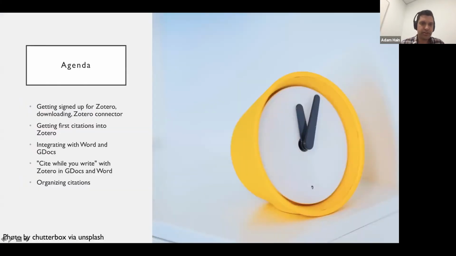So here's our agenda for this hour. We're going to go over these 5 topics. We're going to talk about the basic nuts and bolts of installing the tool and getting citations into the tool itself, and then getting them back out of the tool into interfaces like Word and Google Docs. And then organizing the citations inside of the tool itself.